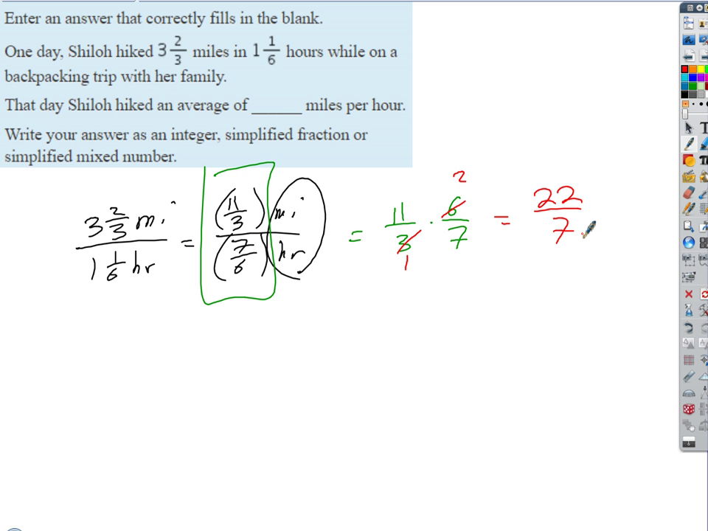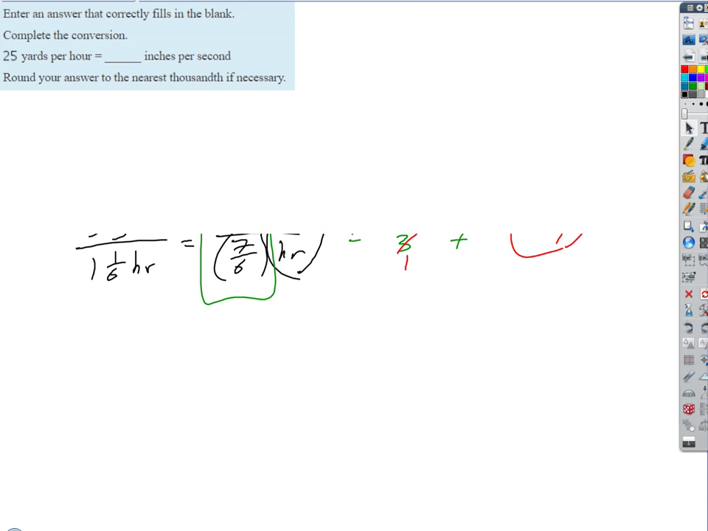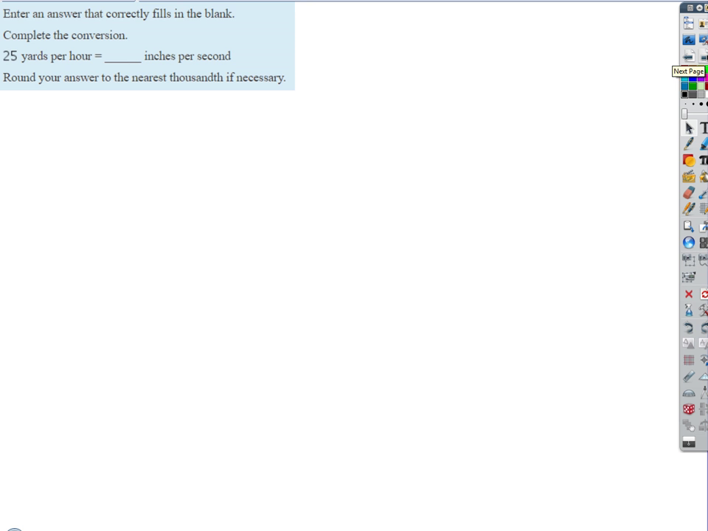And I can always look at that fraction. You know, what if I don't completely cross cancel it? It's fine. Then I'll just reduce the fraction. Okay. So that's my number of miles per hour. Okay.